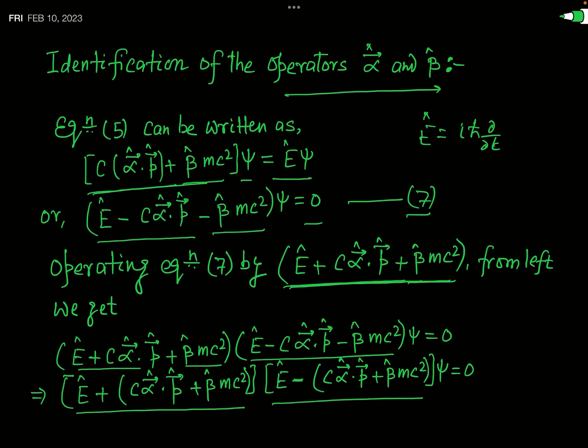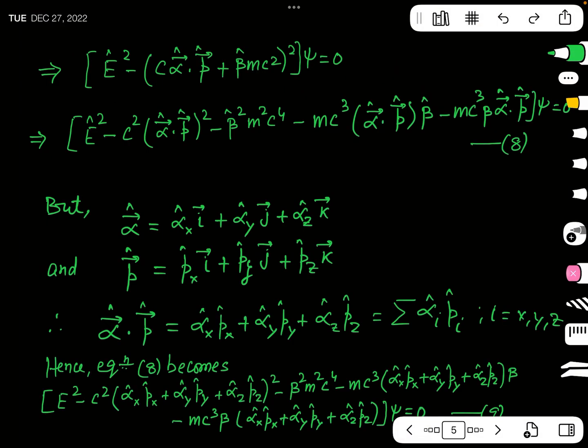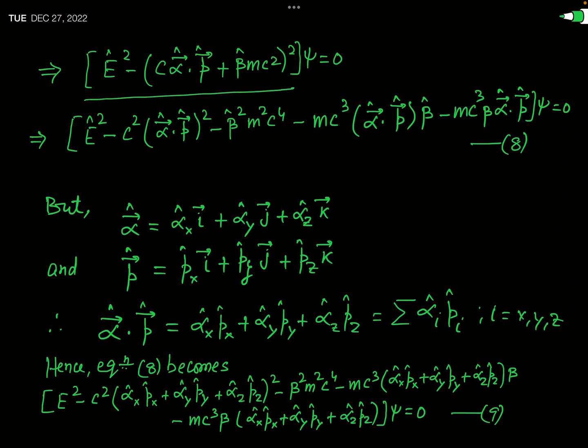This is just in the form of A plus B times A minus B, and you know that is A square minus B square. In place of A there is E hat, and in place of B there is C alpha dot P plus beta MC square. So we can write this expression as E hat square minus (C alpha dot P plus beta MC square) whole square psi equal to 0.